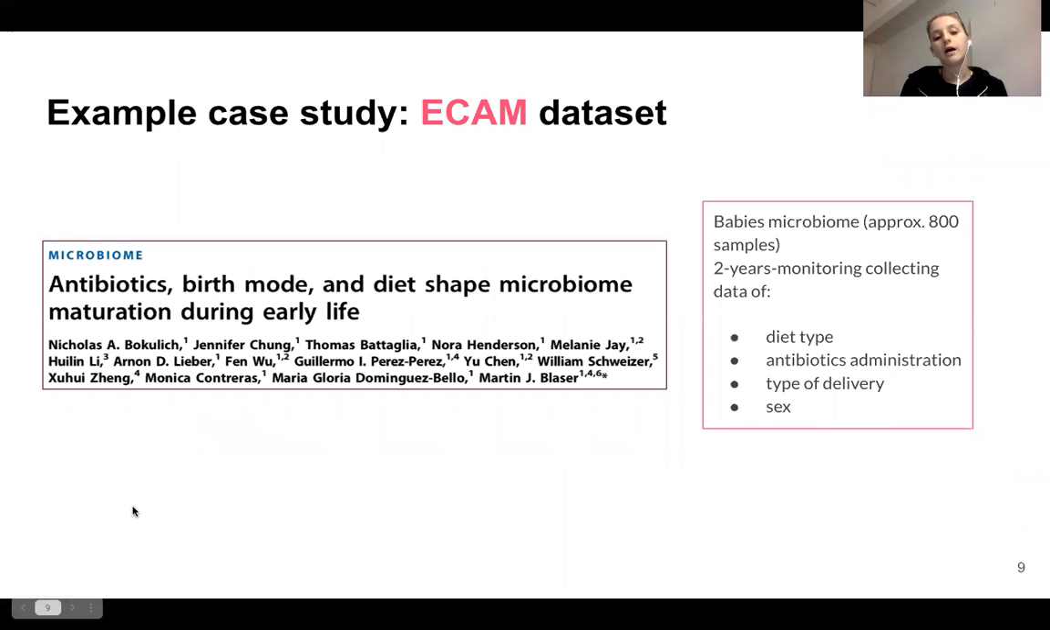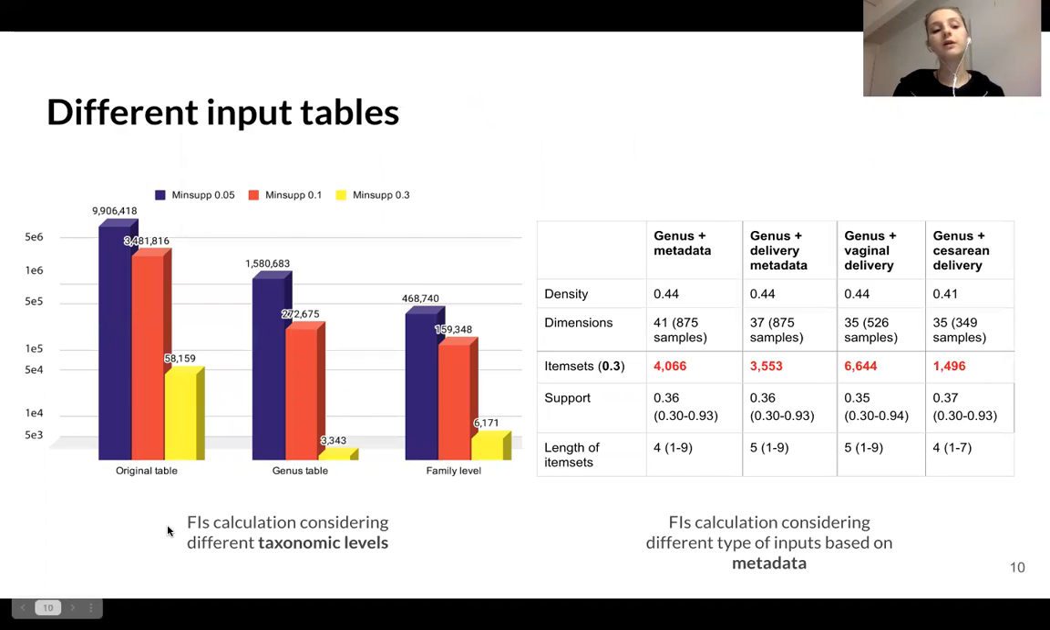Here I report an example with the ECAM dataset, published in 2016, where we have 2 years of monitoring of microbiome in babies, collecting information about diet type, antibiotics administration, type of delivery, and also sex. What I would like to highlight is that if we use different input tables, considering different taxonomic levels and different support thresholds, we can have very different amounts of information, also with numbers that are reliable for our type of analysis.